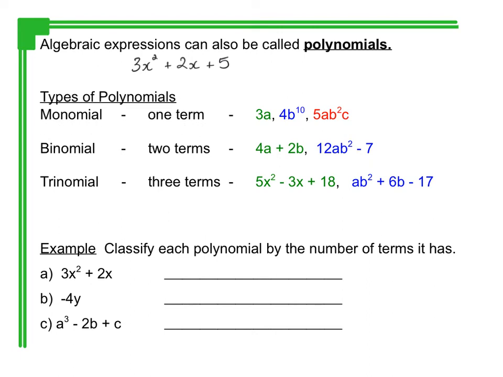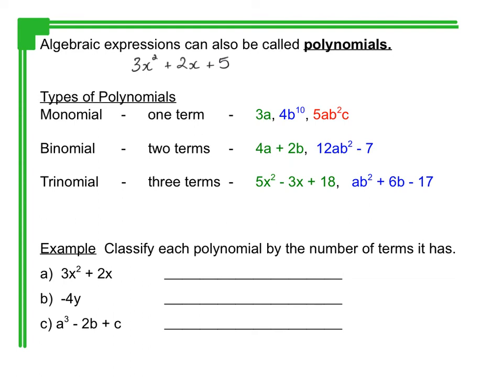I've got some examples here. 3a, one term, okay, is a monomial. It's also just a term. 4b to the exponent 10 is a monomial. 5ab squared c is a monomial. Even though this last expression here has 1, 2, 3 variables, they're all multiplied together, so this is one term, okay? Terms are separated by adding or subtracting.